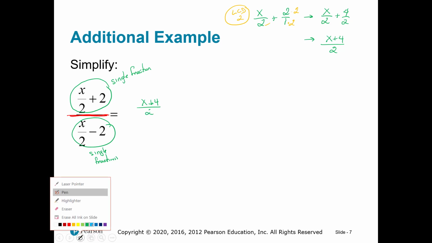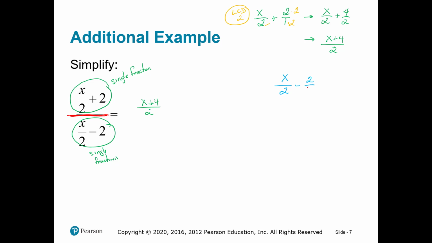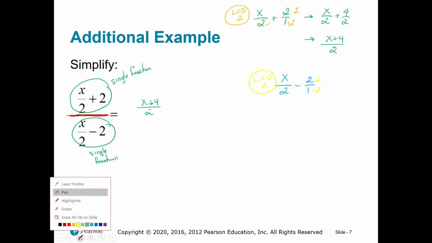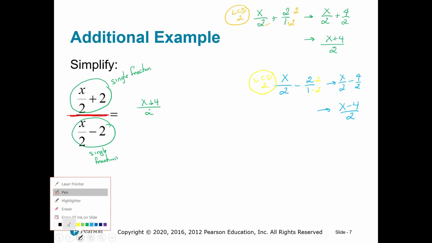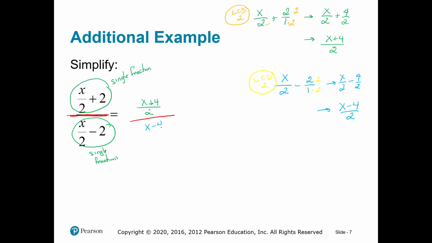Now, I need to work on the denominator. So my denominator is x over 2 minus 2. I should probably write that as 2 over 1. And once again, I need to see about a common denominator. And in this case, it is 2 again, which is fine. Sometimes they're the same and sometimes they're not. So fraction number 2, we need to multiply top and bottom by 2. Agreed? Which means, let's see, the first fraction remains x over 2. The second fraction is 4 over 2, which means I get x minus 4 over 2. So, I have x plus 4 over 2 divided by x minus 4 over 2.